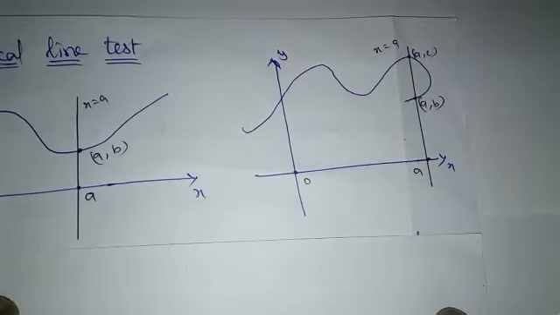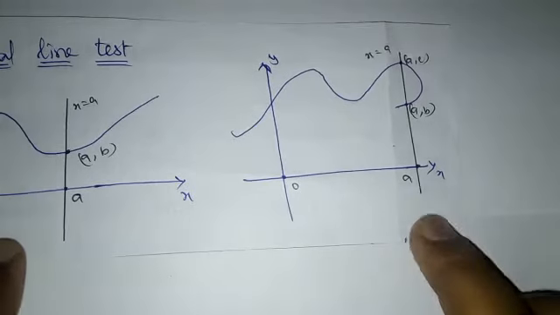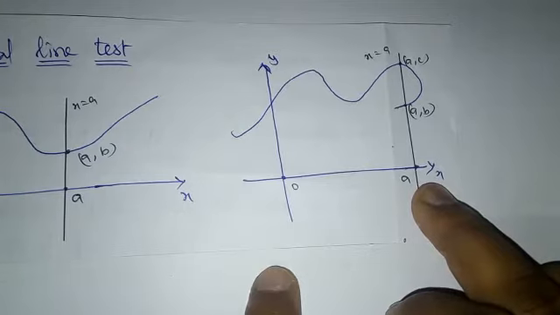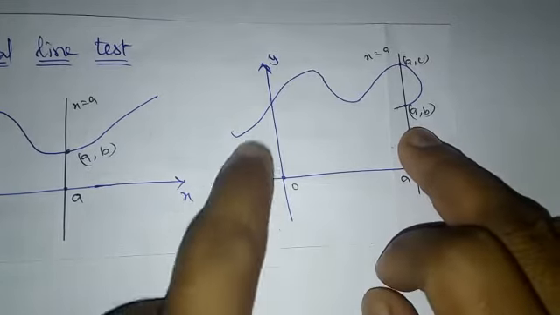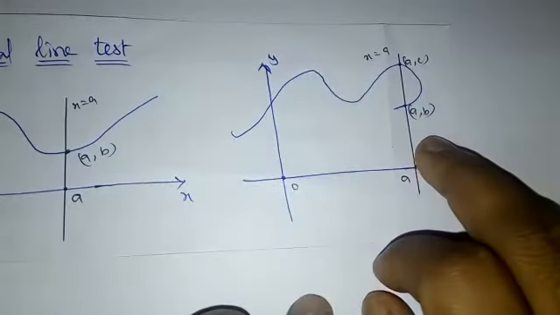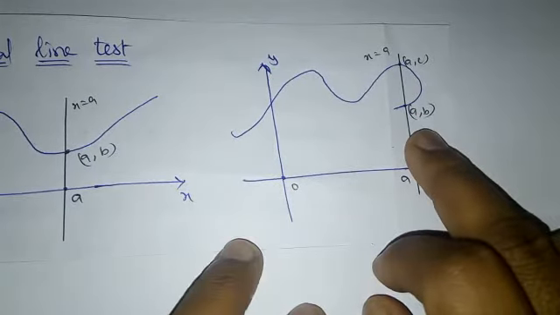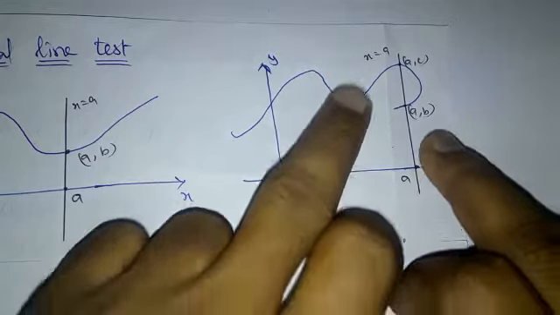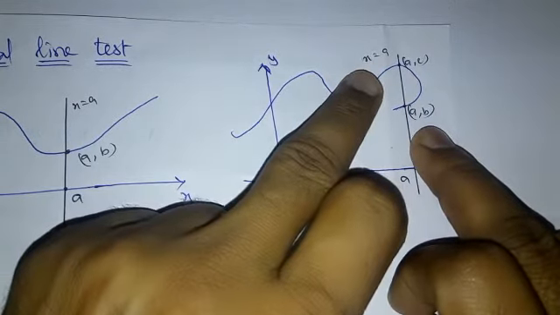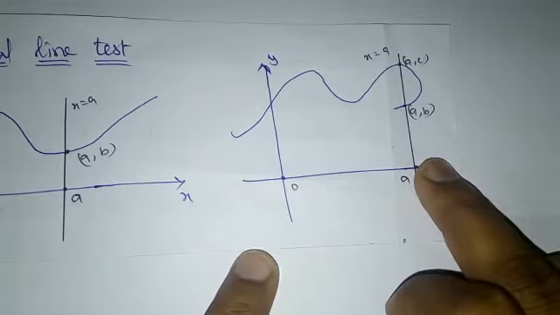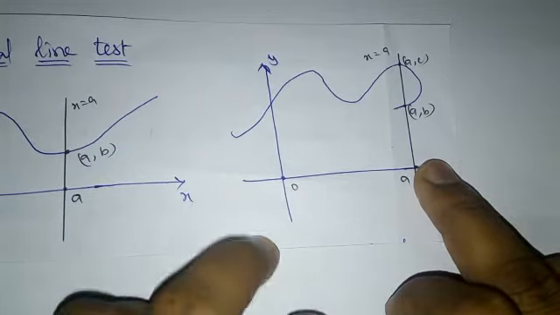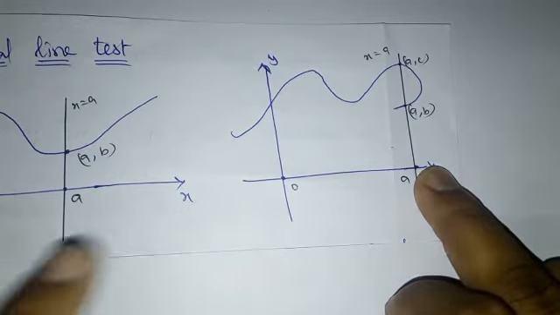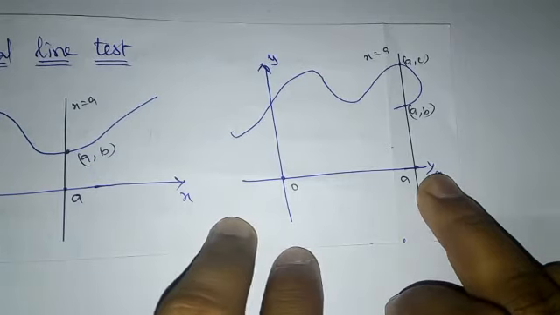Now move to the next curve. Here also a vertical line at x equal to a, but the vertical line intersects the given curve at two different points, which means that for the input of the function x equal to a, it will produce two different outputs, but it is not allowed here because for a function each input is associated with a unique output.